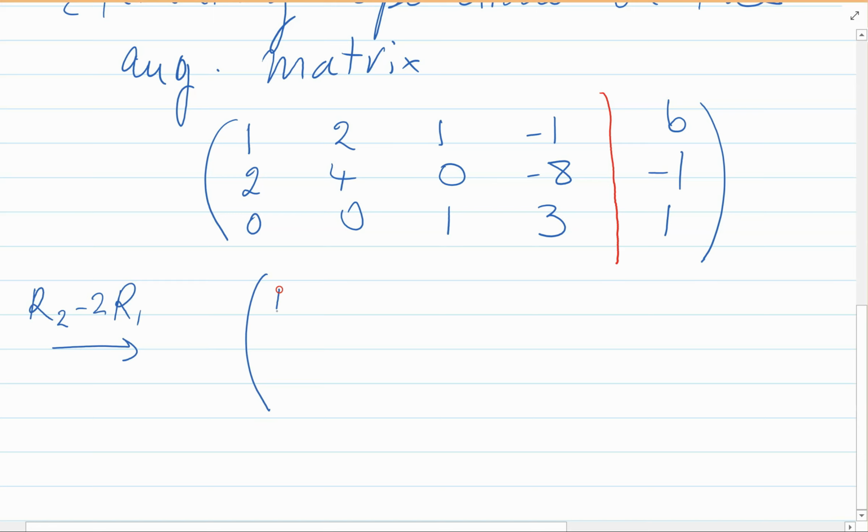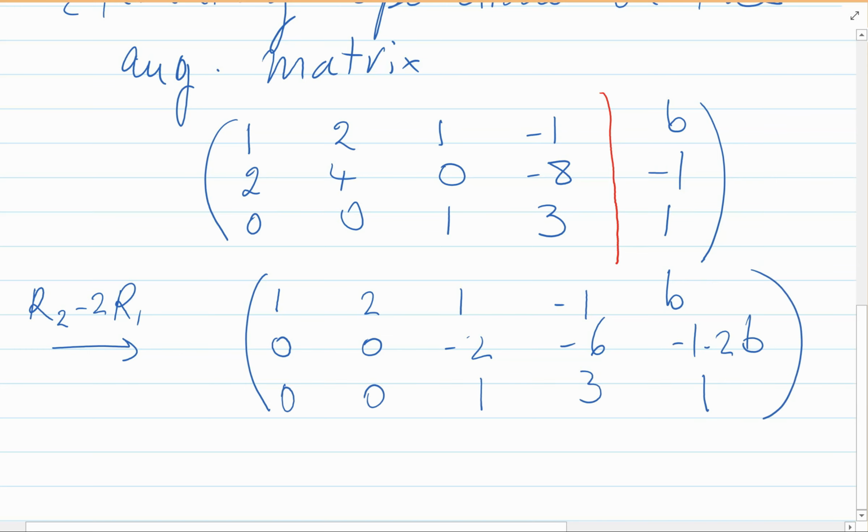So we get 1, 2, 1, minus 1, b, and then 2 minus 2, 0, 4 minus 4, 0, 0 minus 2, because it's minus 2 times 1, minus 2, and then minus 8 plus 2, minus 6, and then we have minus 1 minus 2b. Okay? And then we have 0, 0, 1, 3, and 1. Okay?